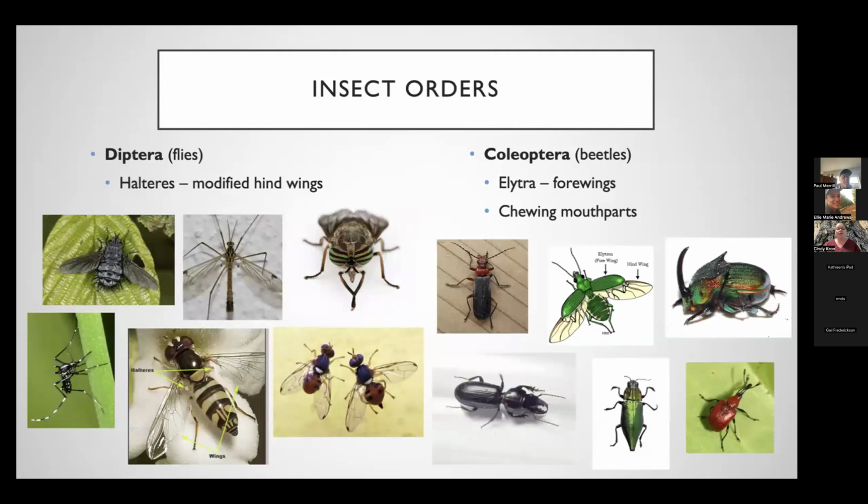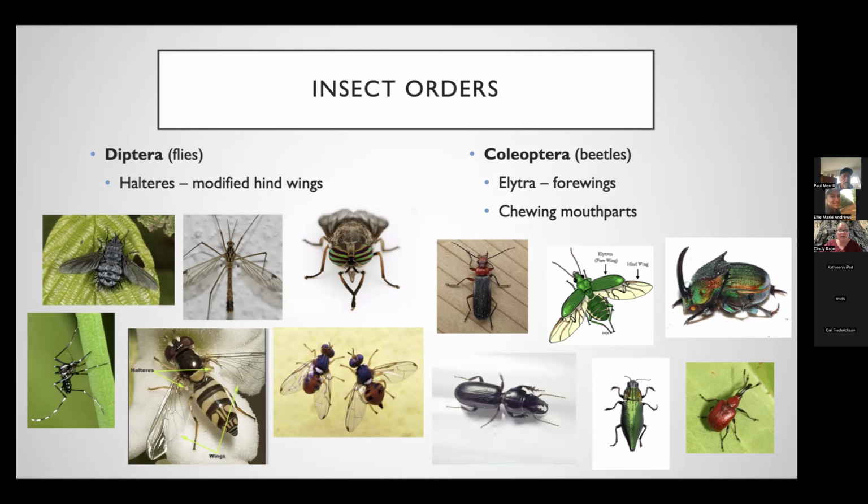Diptera, which are our flies. Flies have halteres. These are modified hind wings. So you have your forewings up front, which are large, and then they have these little knobs instead of a second set of wings. It's best shown here. This is Tipulidae, your crane fly. You can see this very large set of wings in the front, and then these little knobs in the back that you can barely see. Those are their halteres, their modified hind wings.